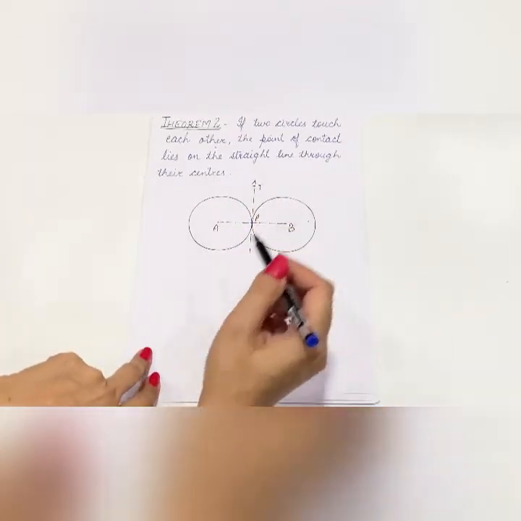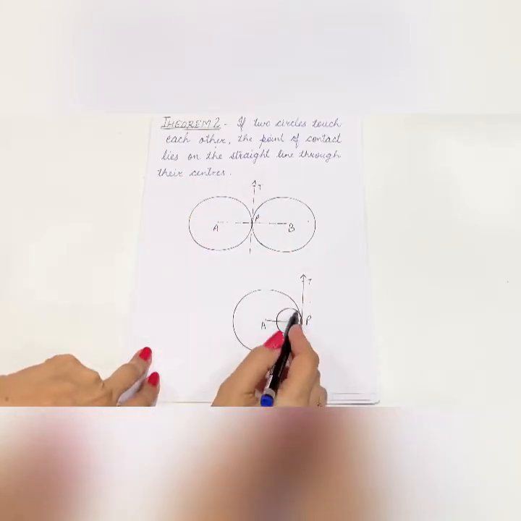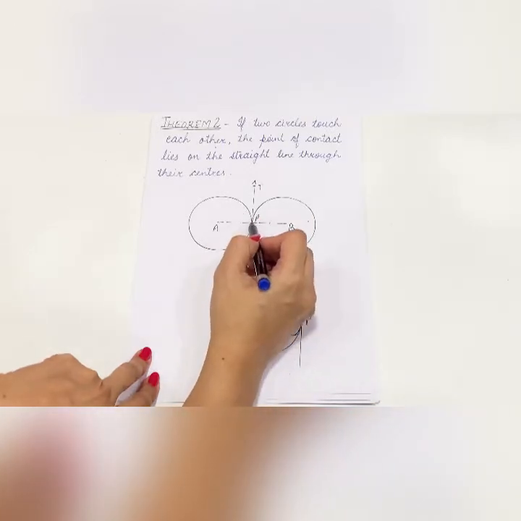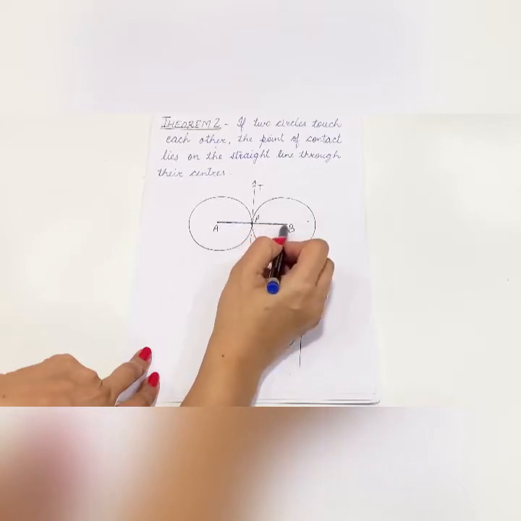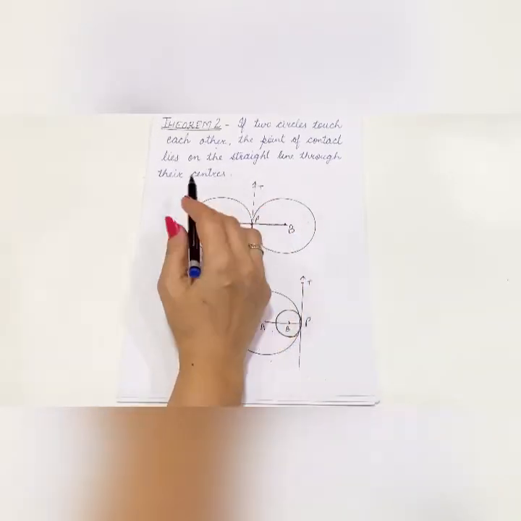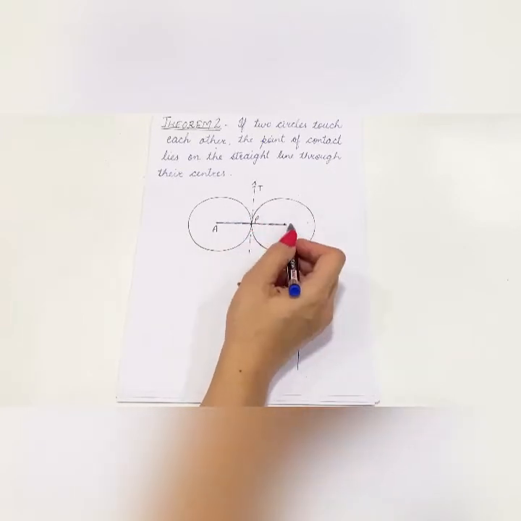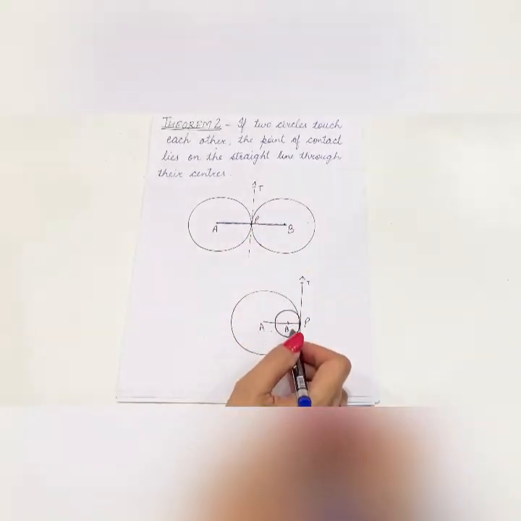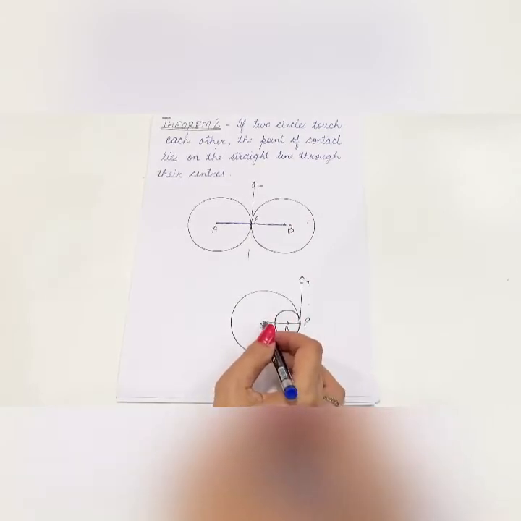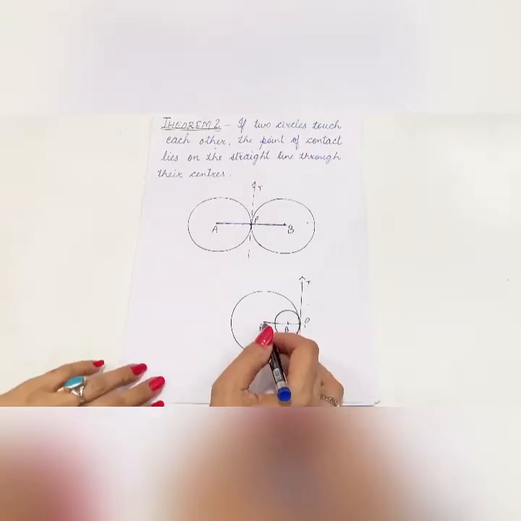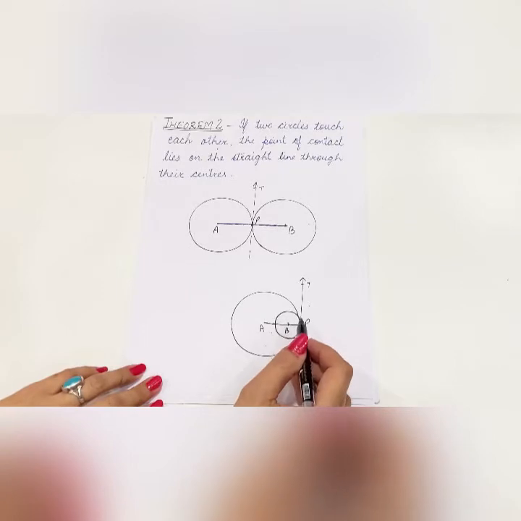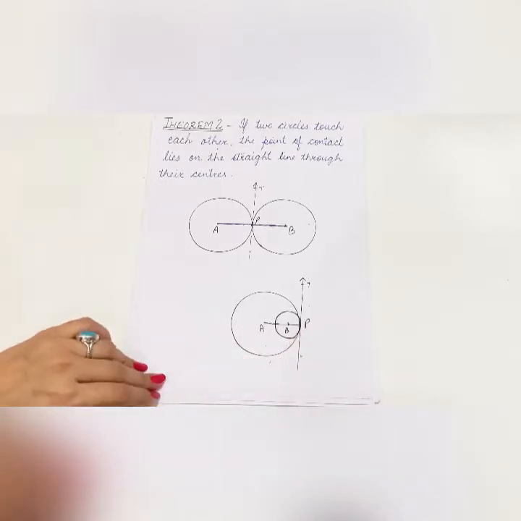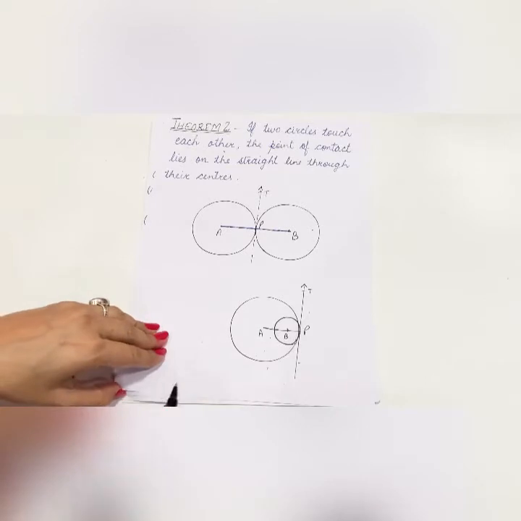This is the case when the circles are touching each other externally, and this is when the circles are touching each other internally. The theorem says P is their point of contact and it lies on the straight line that joins their centers. P lies on this straight line. Similarly, this is the case when the circles are touching each other internally. P is this point of contact and it will lie on the line passing through their centers. This ABP is a line which is passing through their centers, and this P is definitely going to lie on this line. This is the second theorem.